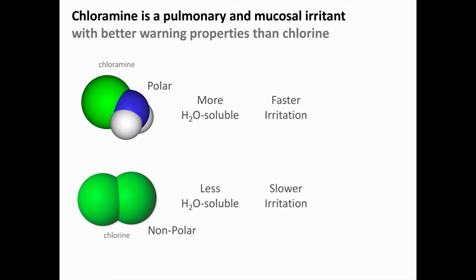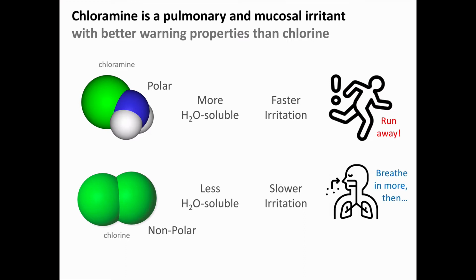Therefore, chloramine dissolves into the thin water-containing layer coating the mucous membranes and pulmonary epithelium faster than chlorine does, causing irritative symptoms earlier. Everything else being equal, someone exposed to chloramine is likely to leave the area sooner due to these symptoms. While someone exposed to chlorine won't notice it as quickly, they will breathe in and absorb more of the gas before they get uncomfortably symptomatic and are likely to have more severe effects.